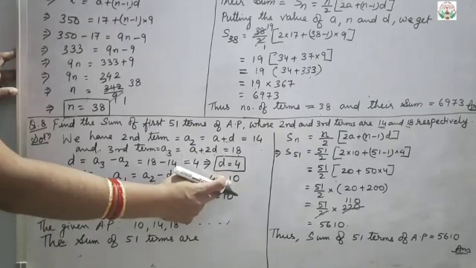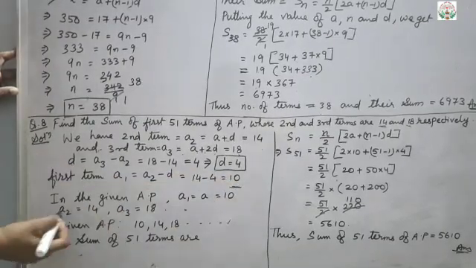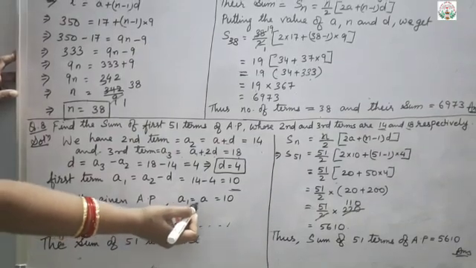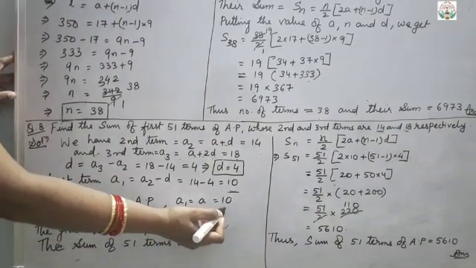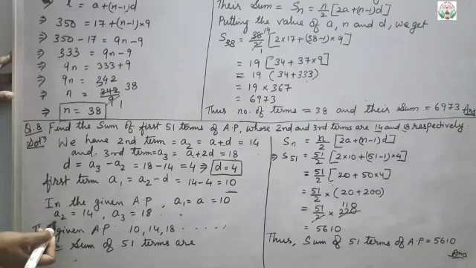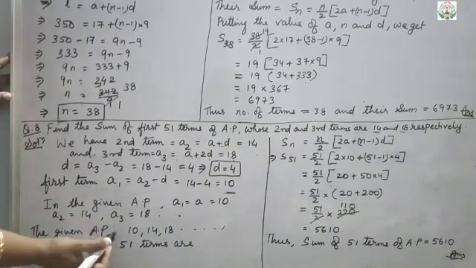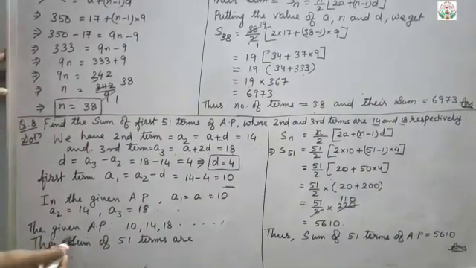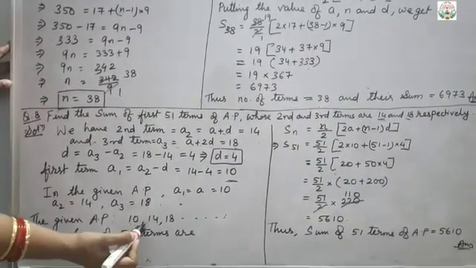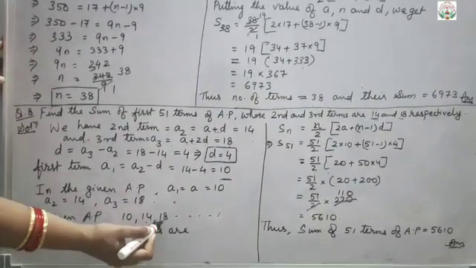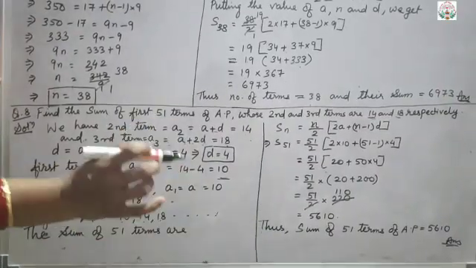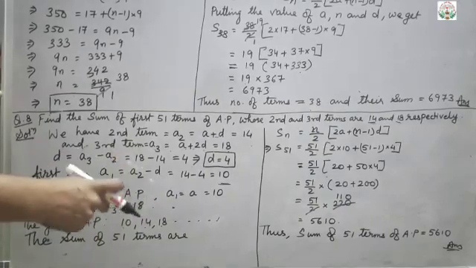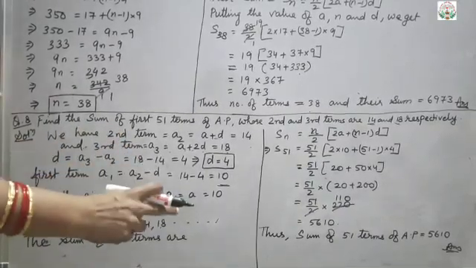So the first term is 10, we got it. In the given AP, A1, the first term, equals A equals 10. Got it? Now A2 is 14, and A3 is given as 18. So the given AP will be 10 as the first term, second term 14, third term 18, and so on up to 51 terms, because we have to find the sum of the first 51 terms.